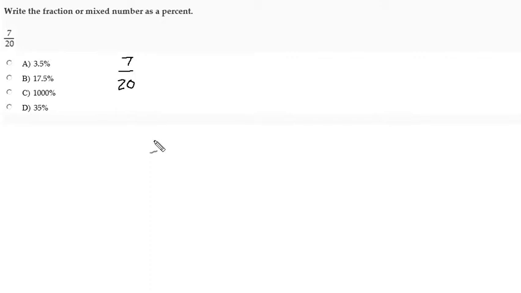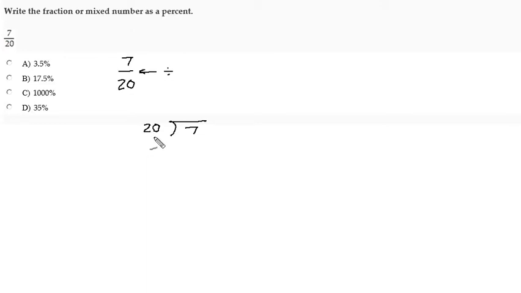The easiest way to accomplish that is to divide the numerator number by the denominator number. The fraction bar, after all, means to divide. That's one meaning of the fraction bar. So we set up long division: 7 divided by 20. It's the numerator divided by the denominator.